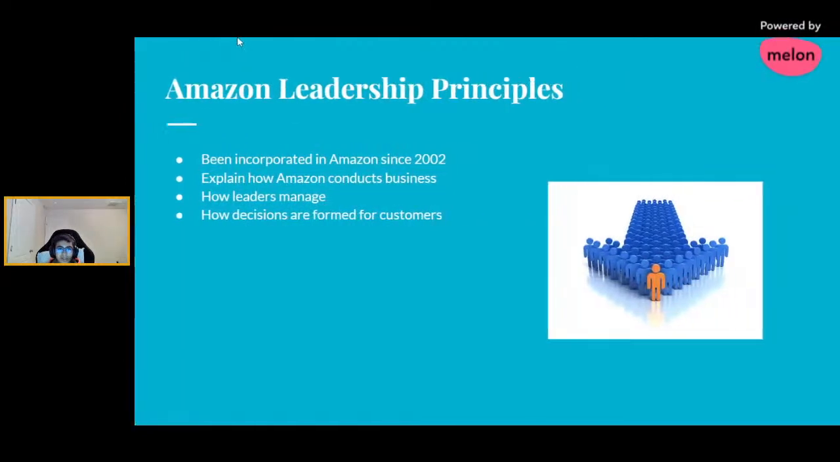Next, let's discuss Amazon's leadership principles. So these have been incorporated in Amazon since 2002, and they explain how Amazon conducts business. These leadership principles explain how leaders manage and how decisions are formed for AWS's customers.